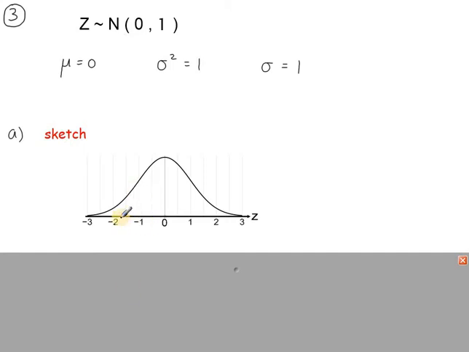And there's nothing wrong with negative values for a random variable. For example, temperature, which is a continuous random variable, can take negative values. So there's nothing wrong with negative values here.